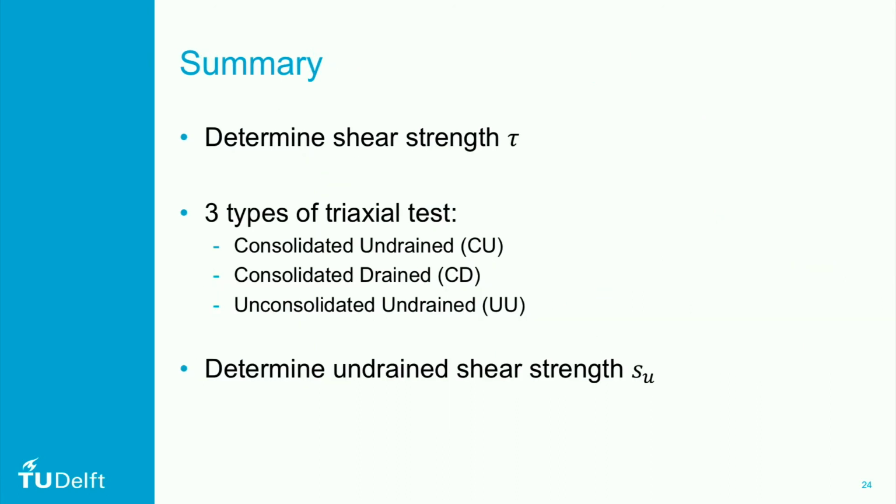To summarize, the triaxial test allows you to determine the shear strength of a soil for the use in geotechnical design. We distinguish between three types of triaxial test: consolidated undrained, or CU, consolidated drained, or CD, unconsolidated undrained, UU. In the UU test, no drainage is allowed during both the consolidation and the shear phase. This allows us to determine the undrained shear strength of the soil.